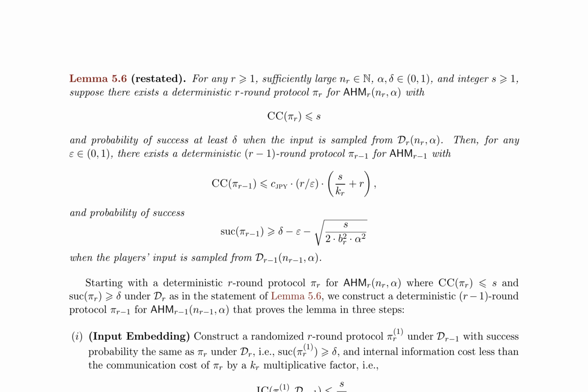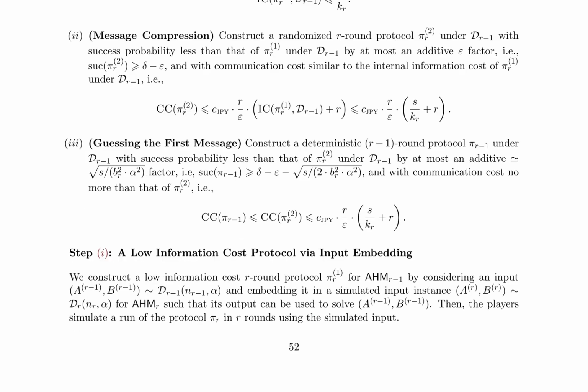In the message compression step, a randomized r-round protocol pi_2^r is constructed with a success probability less than that of pi_1^r by at most an additive epsilon factor and a communication cost similar to the internal information cost of pi_1^r under D_{r-1}.